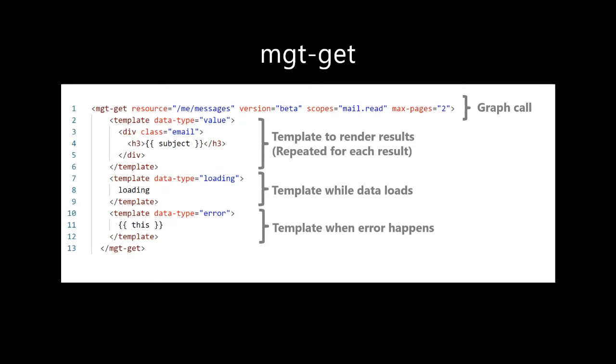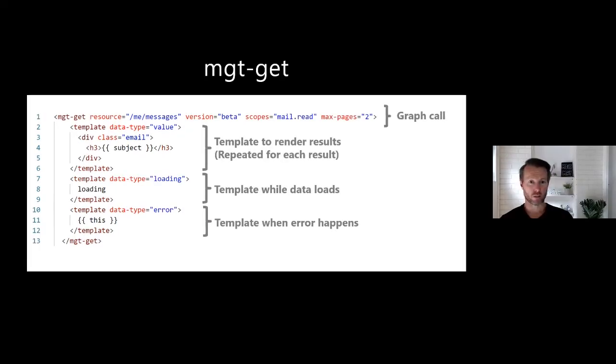And in fact, that's how I do development against this. I go into the Graph Explorer, I poke around in the Graph Explorer to try and find the data that I'm looking for inside of Graph. And once I've got the data coming back, I can use one of these MGT get components to go and retrieve that data for me. So here we're using /me/messages, so it's going to get my email messages.